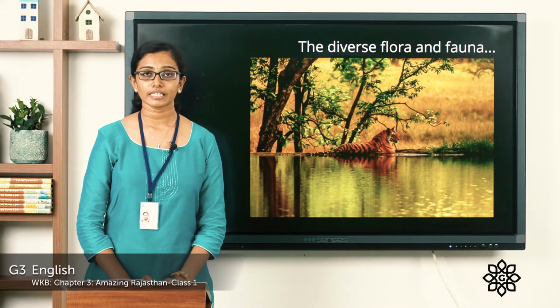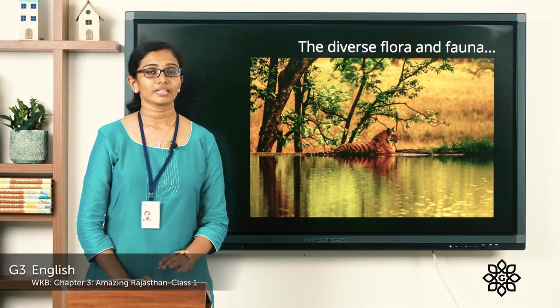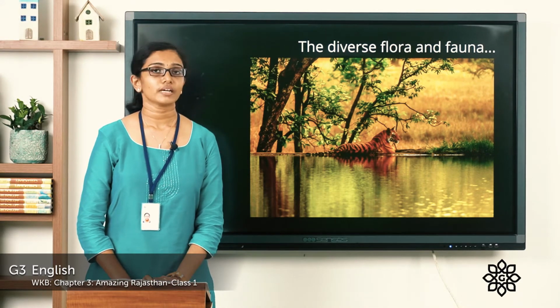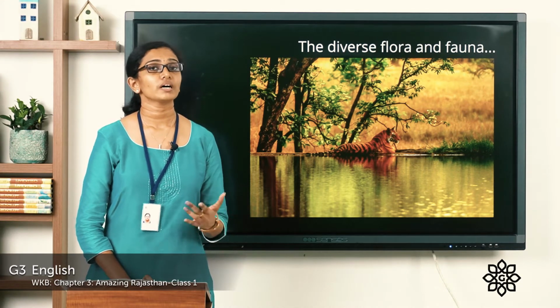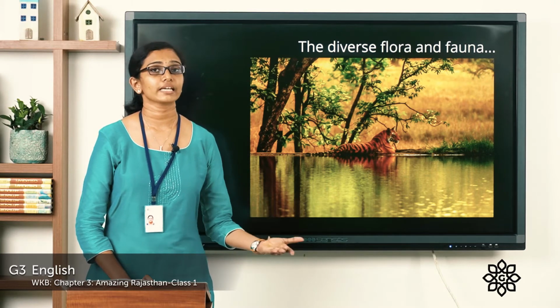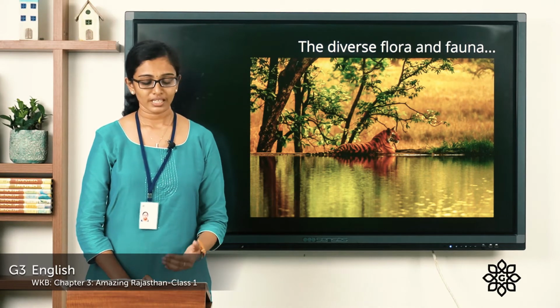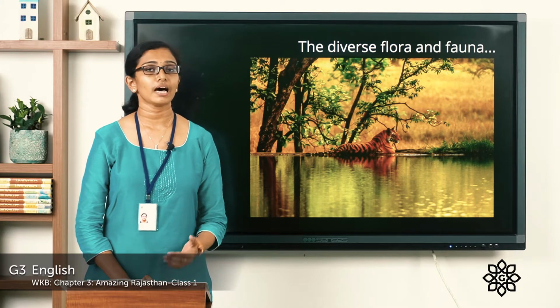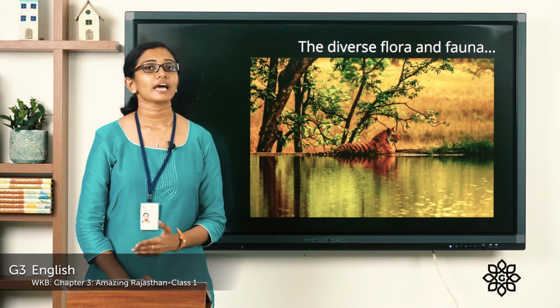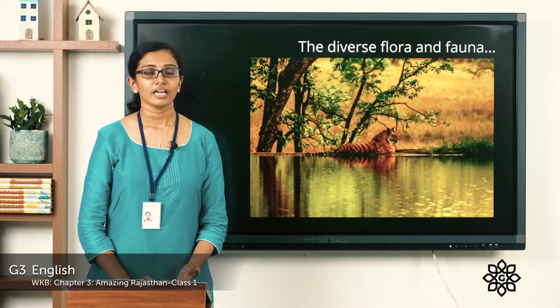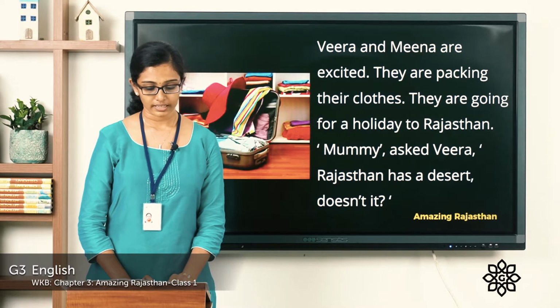So the story Amazing Rajasthan, like I said before, gives us a glimpse of this state called Rajasthan, and the word Rajasthan translates to the abode of the Rajas, or the abode of the kings, where the kings live. So this chapter is a conversation between a mother and her two daughters, Veera and Meena. They are planning a trip to Rajasthan, and let's see their conversation. Veera and Meena are excited. They are packing their clothes. They are going for a holiday to Rajasthan.